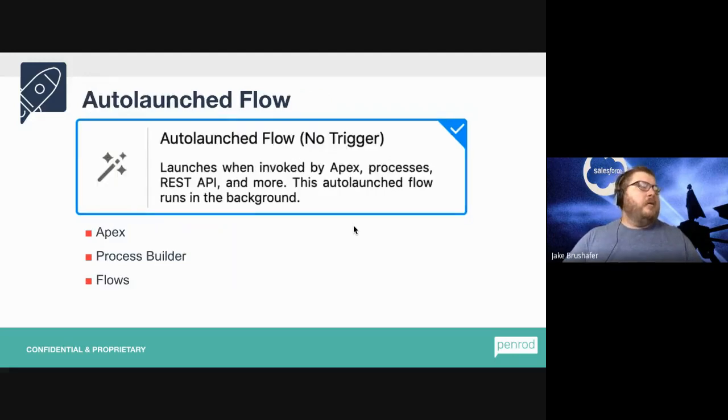And then the last one here is your AutoLaunch Flow. This is the non-triggered flow. Basically, it's there to do all the fun. It can do everything you want. It can create records, update records, delete records, but there's no triggering for this flow. So you have to have something else call this flow. Typically, that's done with Apex. You can call a flow with a process builder. You can also call a flow with another flow.